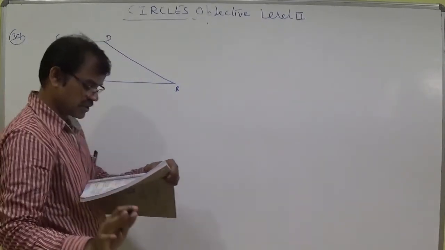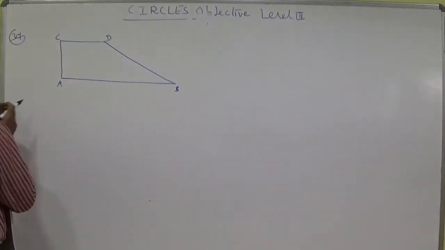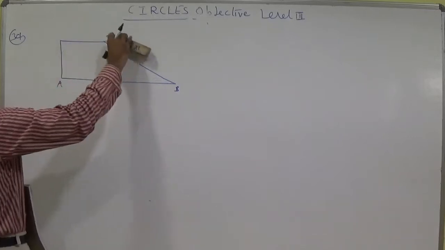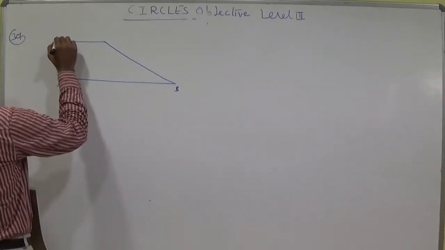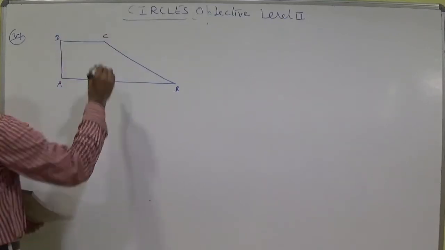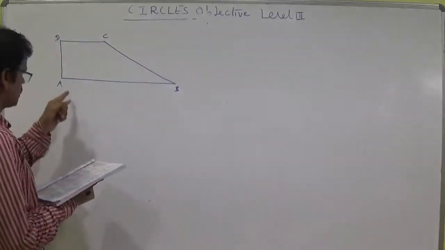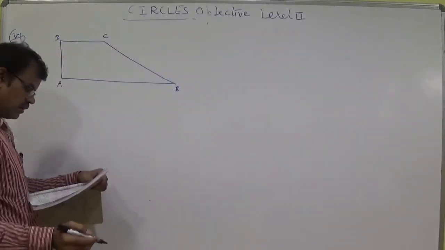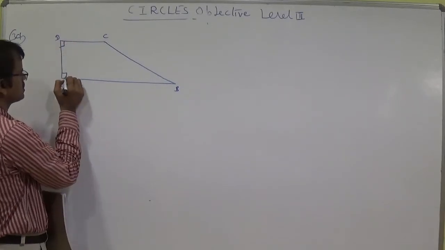That too, let us think. AD is perpendicular to AB. So this is D, this is C. According to the condition, we should draw the diagram. AD is perpendicular to AB, it is okay. And CD, so put it like this. This is perpendicular, this is perpendicular.